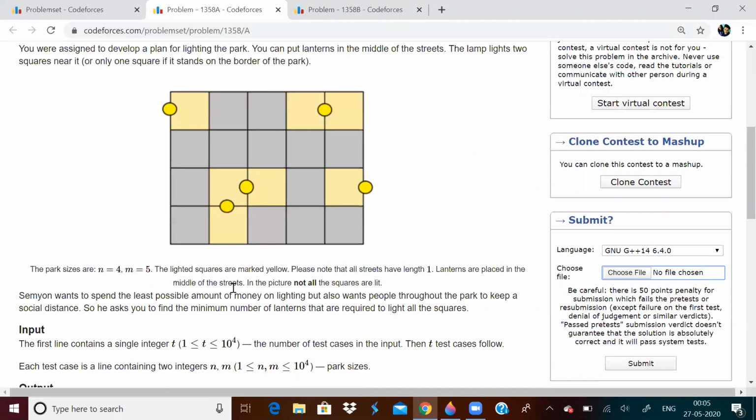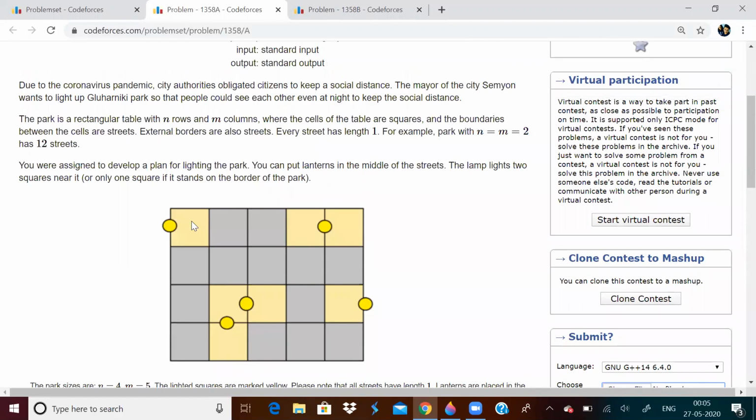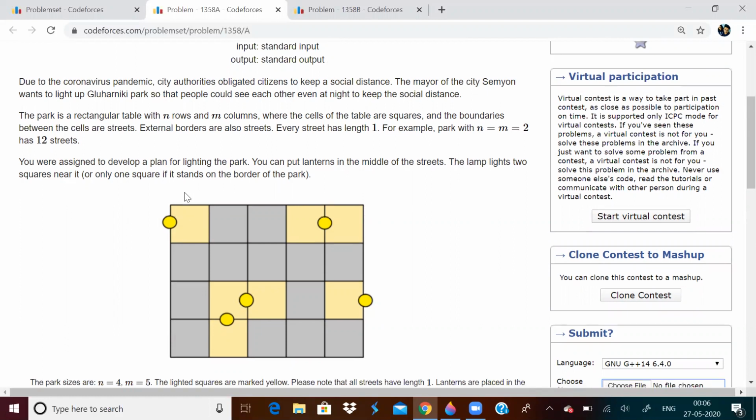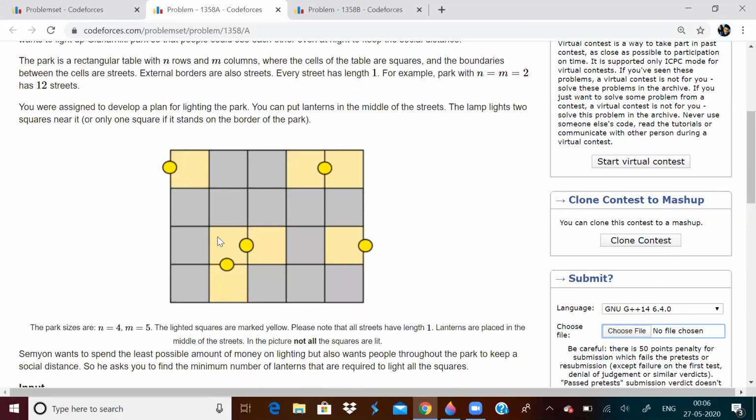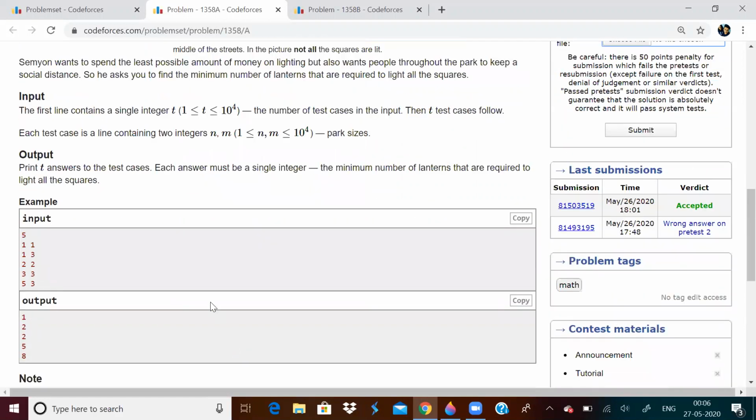So basically, what is the problem asking us? We have to place lanterns in the middle of the street, and one lamp can light up 2 squares near it. And we have to find the minimum number of lanterns required to light up all the squares, that is, light up the entire rectangle. So if you just look at the input and output, I think you will get the answer.